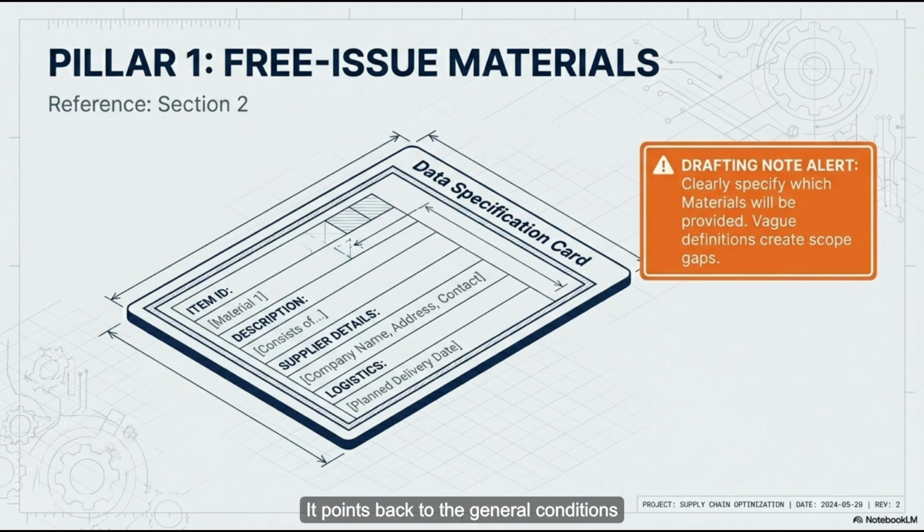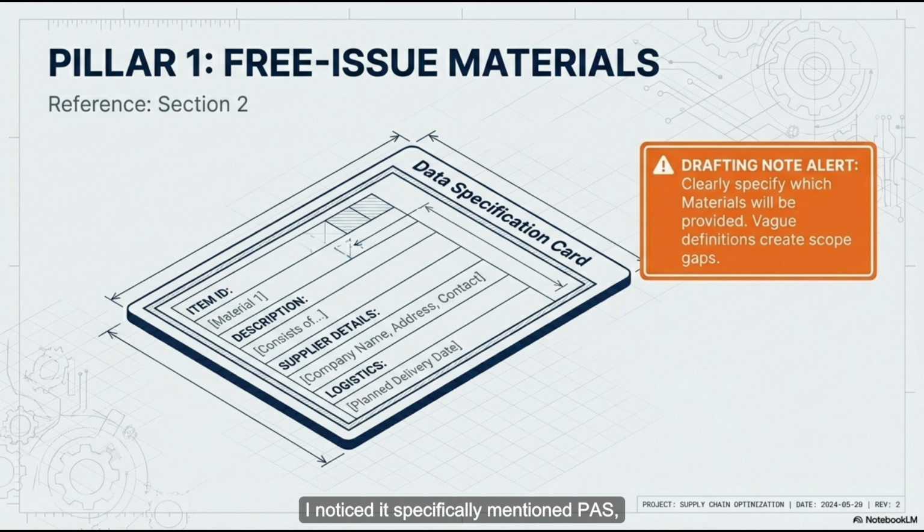It points back to the general conditions of contract for the strict legal definitions. But the drafting notes actually give us the practical answer. Plant refers to the heavy hitters. The big stuff. Massive stuff. We're talking process equipment, electrolyzers, compressors, transformers, the permanent infrastructure that makes the factory actually run.